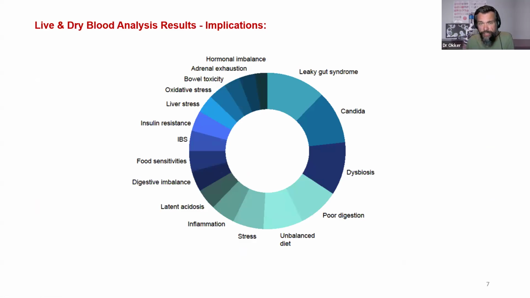We can see these health challenges, focal areas really, that have been identified. And this is when we look for the common indicators between the specific anomalies. So if you see more than one specific anomaly associated with Candida, for example, then that would be listed as a very important finding. So we can see there leaky gut syndrome pointed out here, Candida as well, dysbiosis.